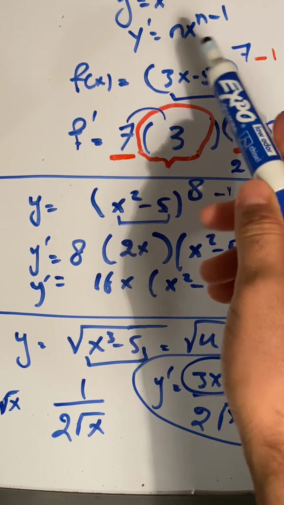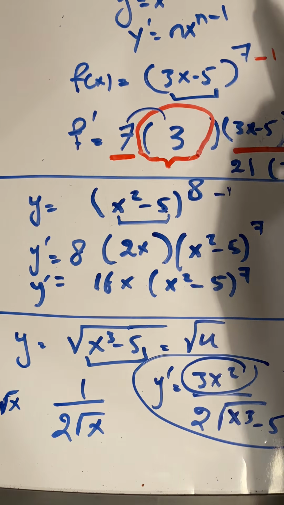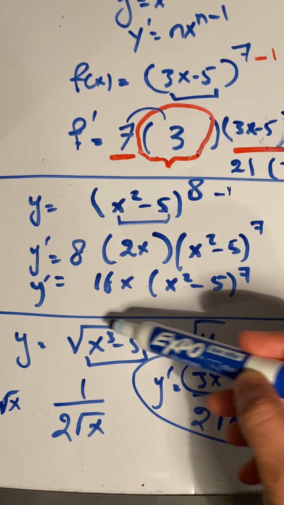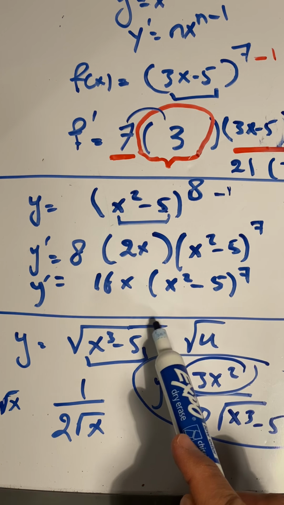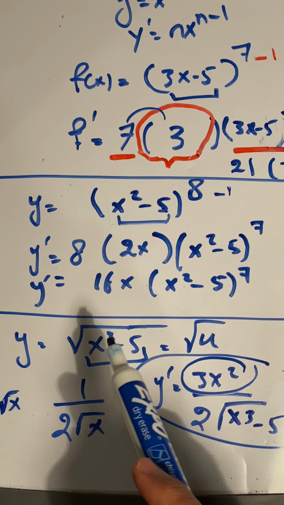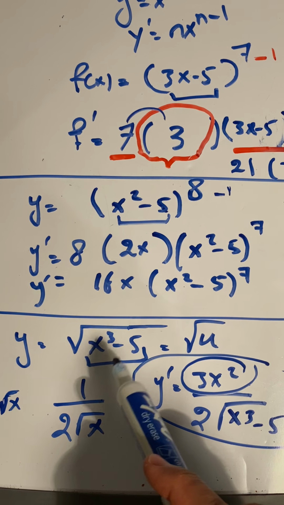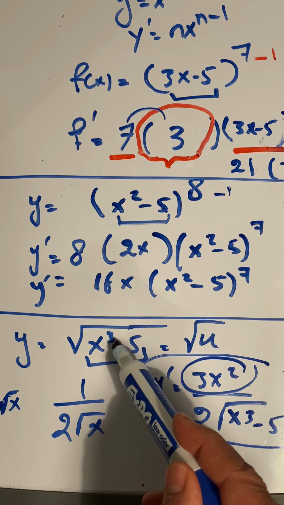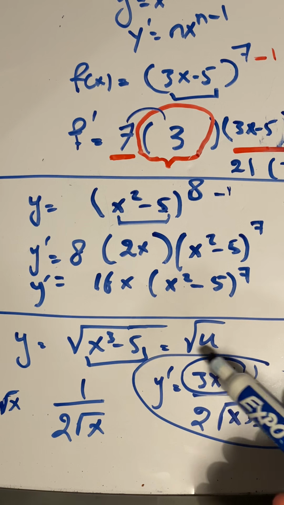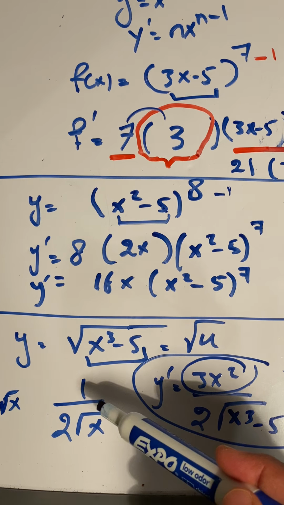So this is the general power rule. When you have a function that has a specific derivative, and inside that function there is another function that has its own derivative, we find the derivative of that inner function, and then plug it into the general formula.